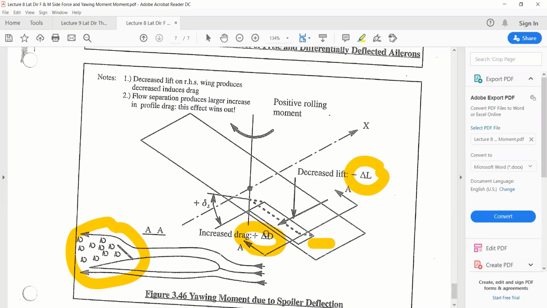And so that means you actually get a positive yaw with a spoiler deflection, which is the opposite of what we got from the ailerons. So now we have to decide, is that good or bad, or do we care? So you guys get the two explanations?